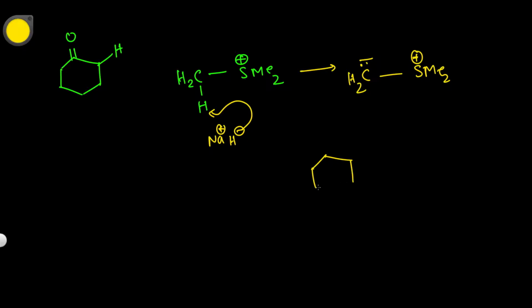Now what will happen? You have a substrate here, cyclohexanone, and as you all know this carbonyl is an electrophilic position. How is it electrophilic? Let me tell you. Here is a delta minus charge and here is a delta positive charge, polarized due to the electronegativity difference between this carbon and this oxygen. So this carbon works as an electrophilic center.